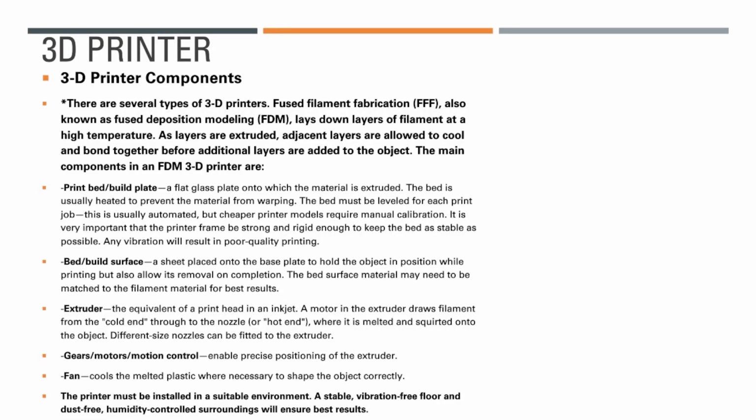Bed/build surface. A sheet placed onto the base plate to hold the object in position while printing, but also allow its removal on completion. The bed surface material may need to be matched to the filament material for best results. Extruder. The equivalent of a print head in an inkjet, a motor in the extruder draws filament from the cold end through the nozzle or hot end, where it is melted and squirted onto the object. Different size nozzles can be fitted onto the extruder.